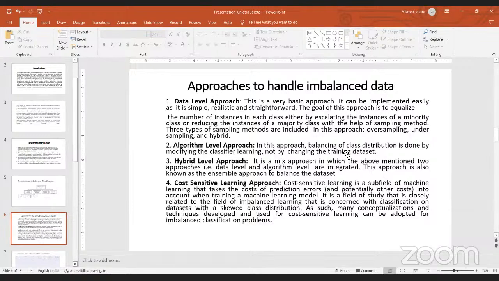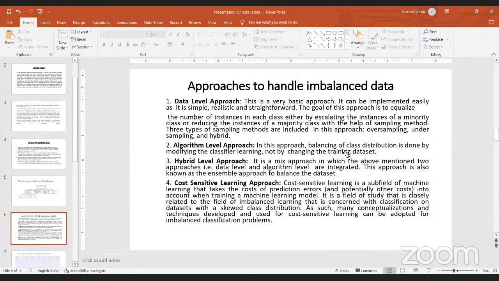It means that at this level of approach, we have to equalize the number of instances, either by increasing the instances of the minority class or reducing the instances of the majority class. In this approach, we use three types of sampling: oversampling, undersampling, and hybrid.